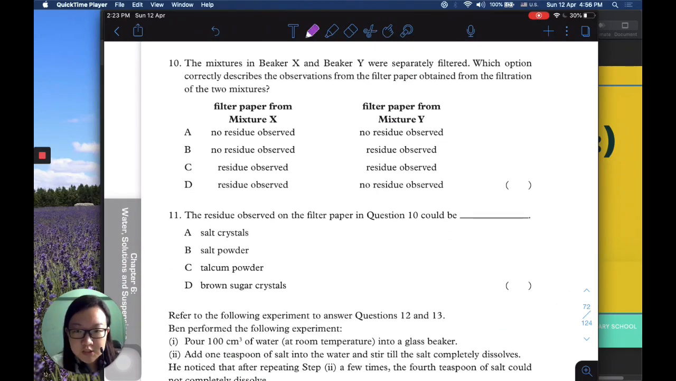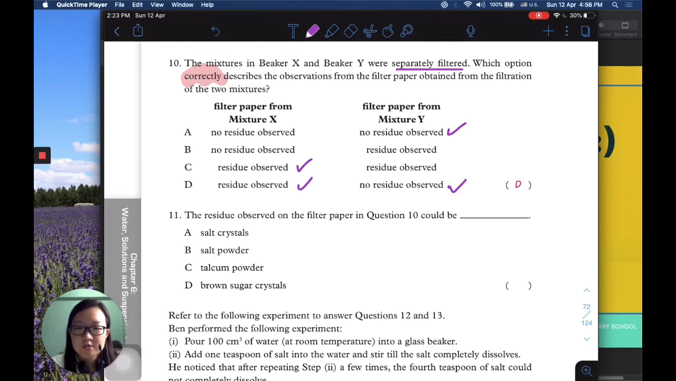Question 10. The mixtures in beaker X and Y were separately filtered. Which option correctly describes the observations from the filter paper obtained from the filtration of the two mixtures? So one has residue, one does not have.